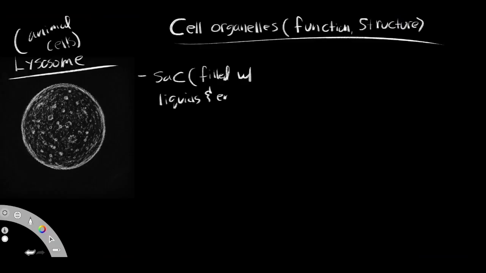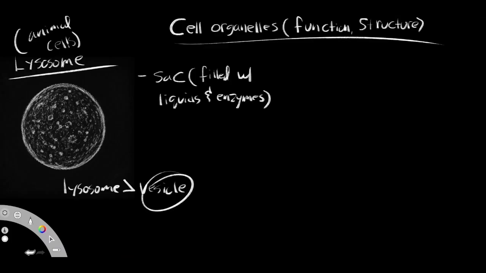And enzymes. Now, in terms of the size, if you're wondering how big this is, well, the lysosome, if I were to put it in the middle over here, is actually larger than the vesicles. Remember, the vesicle transports certain molecules out of the cell and into the cell, but the lysosome might be a little bit smaller than the nucleus.